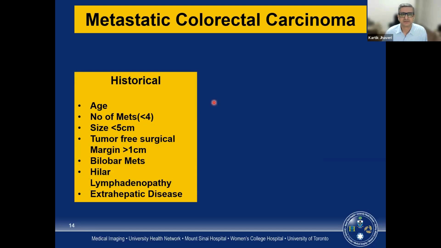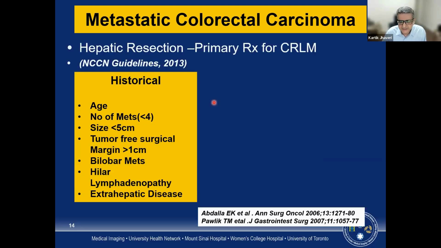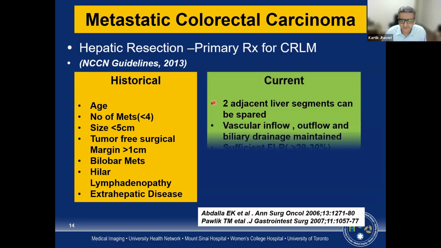If we talked about the resection of liver metastases before 2000, it was essentially based on a lot of factors which precluded most of the patients, such as age, number of metastases, size of the lesions, tumor-free surgical margin, bilobar metastases, hilar lymphadenopathy, and extrahepatic metastatic disease. But since the landmark publications in 2006 and 2007, which showed that the more you resect in terms of liver metastases, the better the patients' disease-free survival or 5-year survival, this has become a standard treatment for colorectal liver metastases and is not considered a palliative procedure.